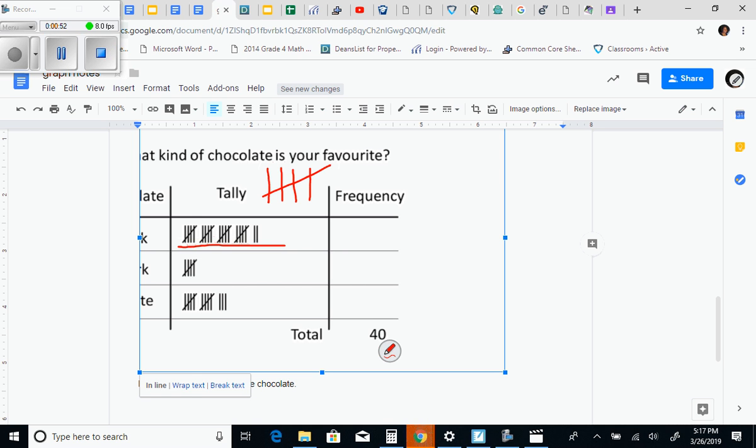So if I was going to show that I counted this, I would just count above 5, 10, 15, 20, and then I would count 2. So there's 22 here. I would write that amount in the frequency.